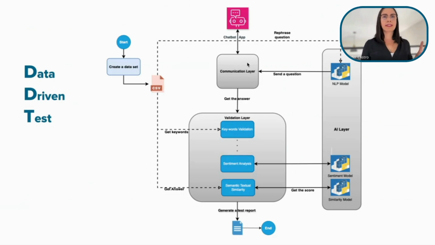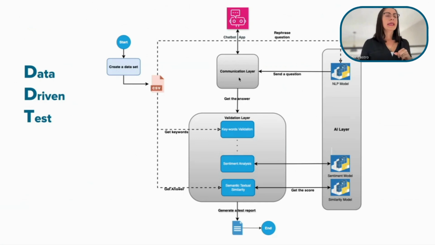The framework contains 3 layers. The first one is the communication layer. Then we have the AI layer, the artificial intelligence layer, and the validation layer. Each layer is implemented individually. It has its own logic. So if something changes in each one, it should not affect the other layers.